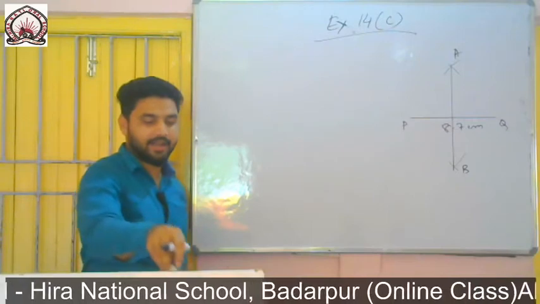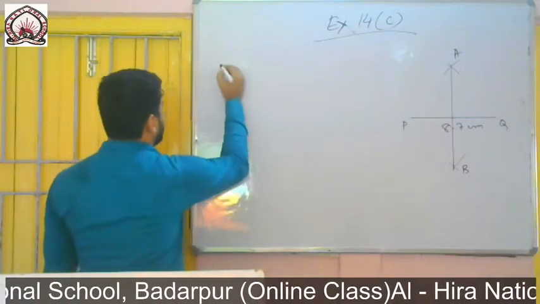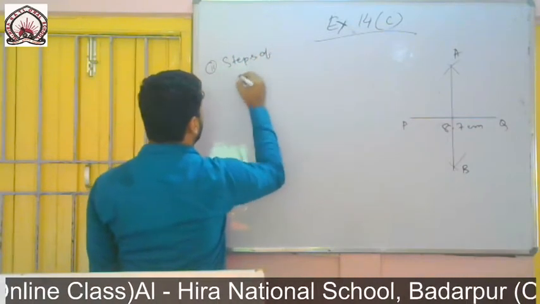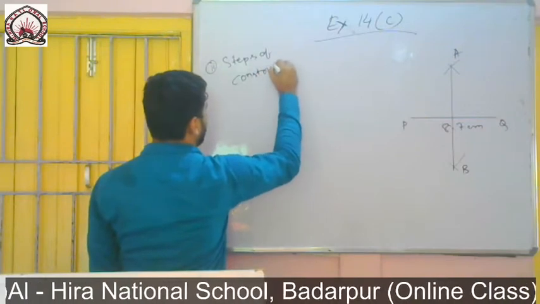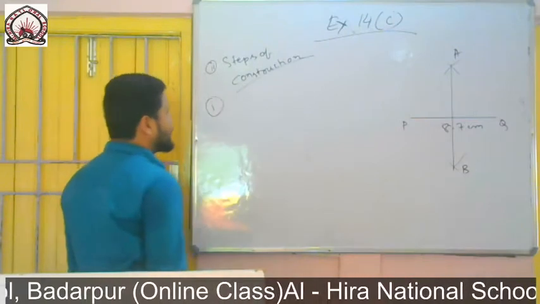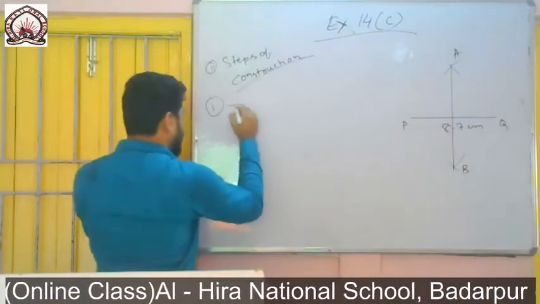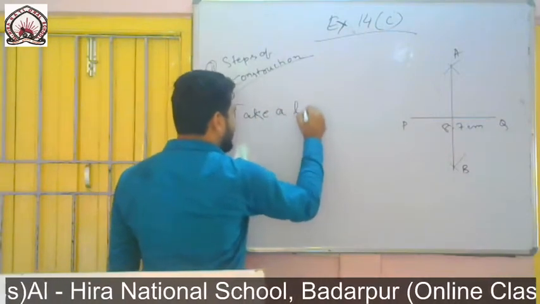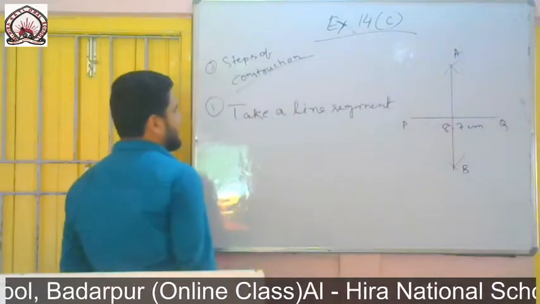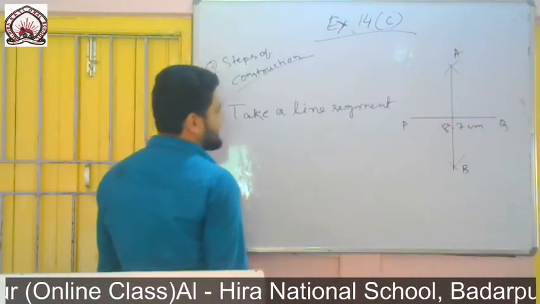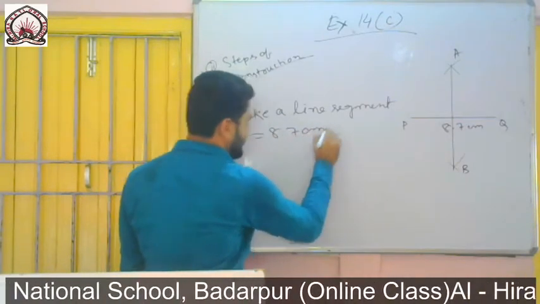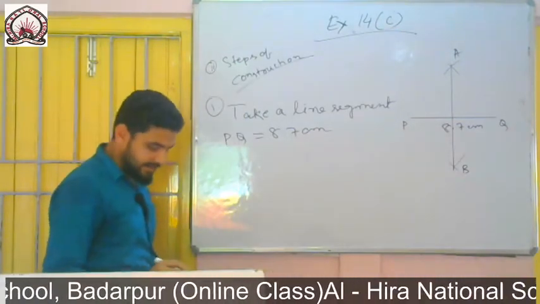So write as earlier, steps of construction. First you write number 1, steps of construction. Number 1 will be what? Take a line segment PQ equals 8.7 centimeter.